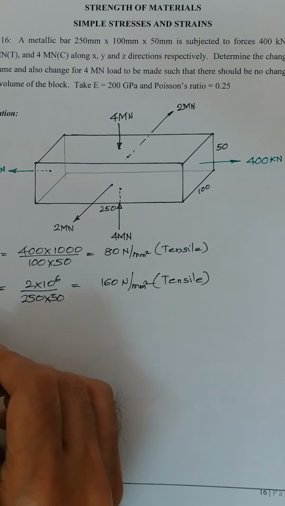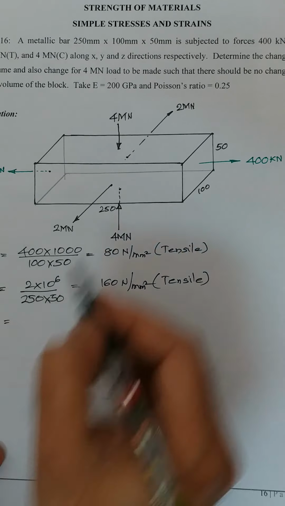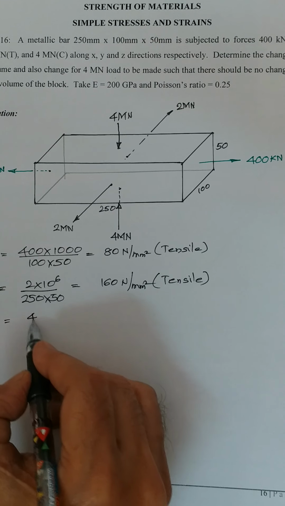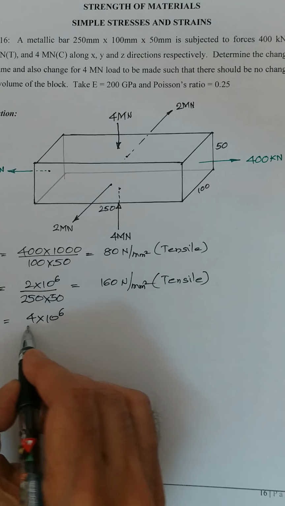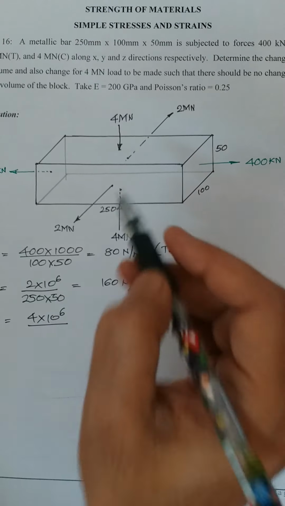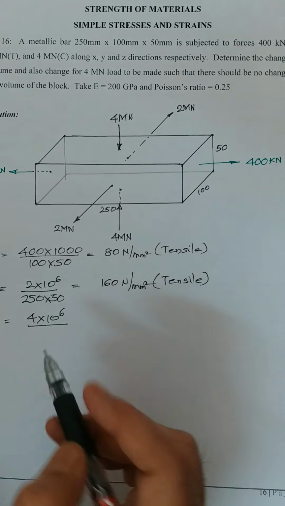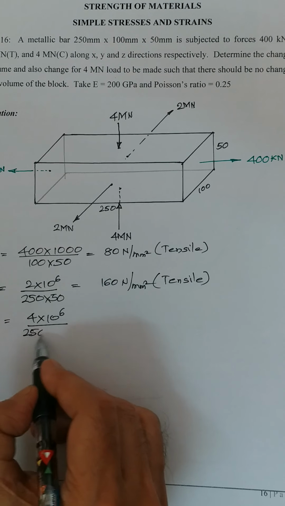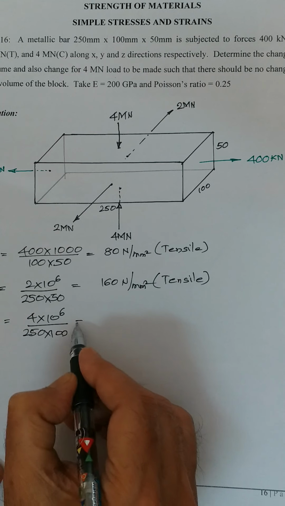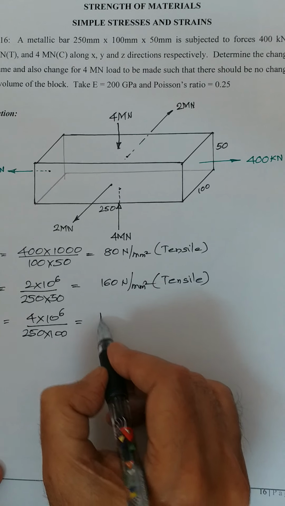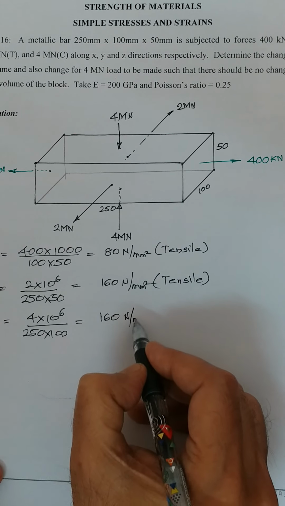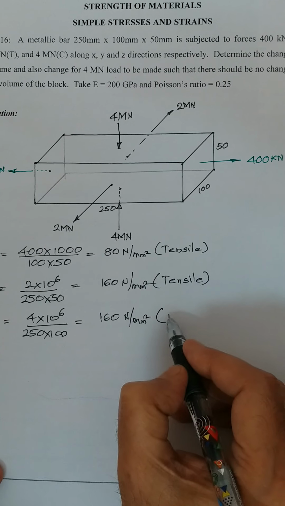Then sigma z is equal to 4 meganewton, 4 into 10 raised to 6, divided by the top surface, that is 250 by 100. So this works out to 160 Newton per millimeter square, and it is compressive.